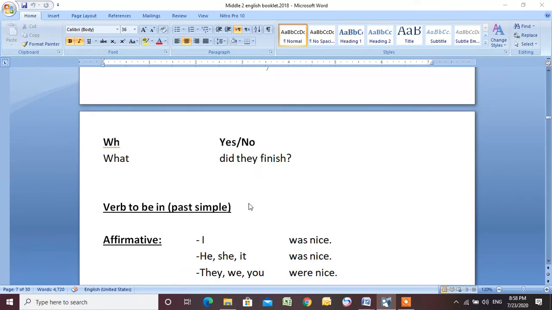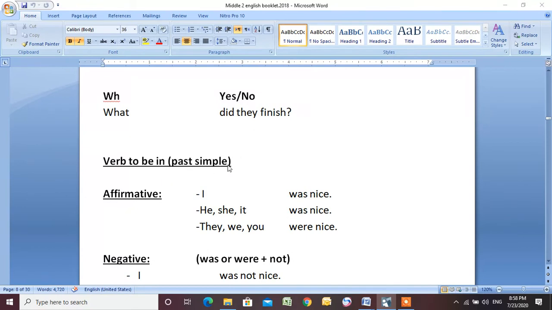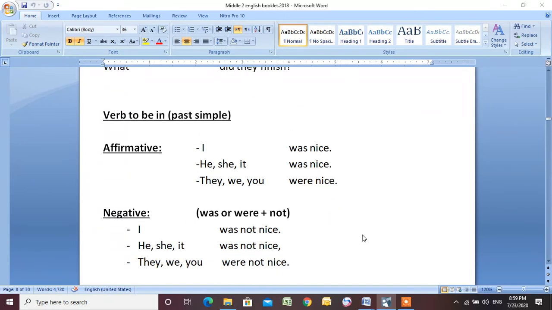Okay. Now what about verb to be in the past simple? In the affirmative, I put was or were. Of course, it depends on the subject. So with I put was. I was nice. He, she, it, I put was. So he, she, it was nice. With they, we, you, we put were. They, we, you were nice.